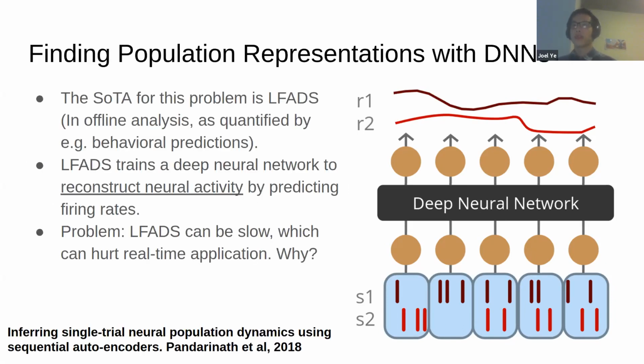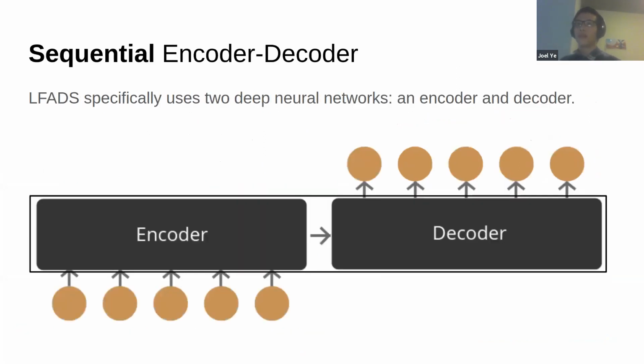So the state of the art for this problem in offline analysis is LFADS, as introduced earlier. And LFADS trains a deep neural network to reconstruct neural activity, as discussed. But the problem is that LFADS can be slow, and that can be bad for real-time applications. And to understand why it can be slow, we'll need to break it open a little bit. So LFADS is a sequential encoder-decoder architecture. So inside our deep neural network black box, we have an encoder, which is responsible for summarizing the input spiking activity into a single code. And then a decoder is responsible for extracting each time step's rate predictions from that code.